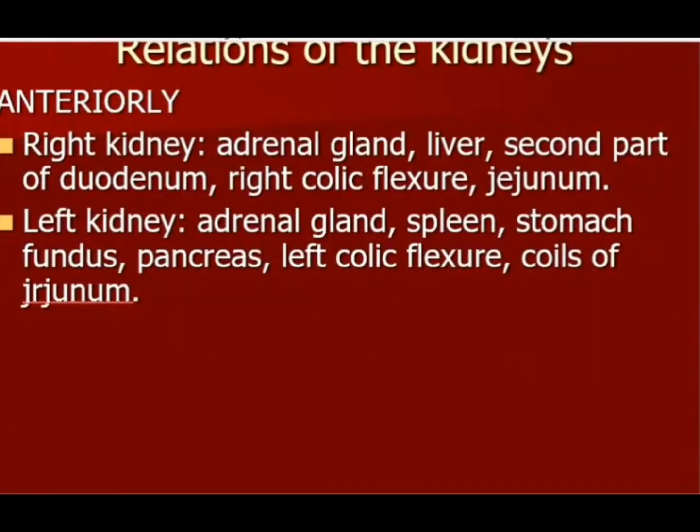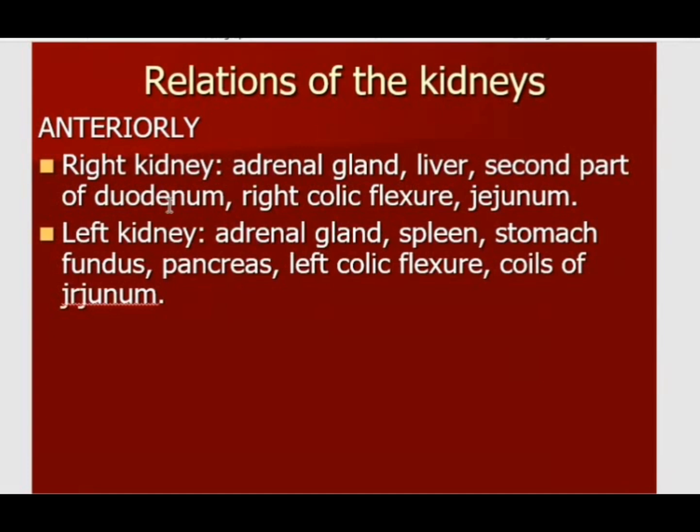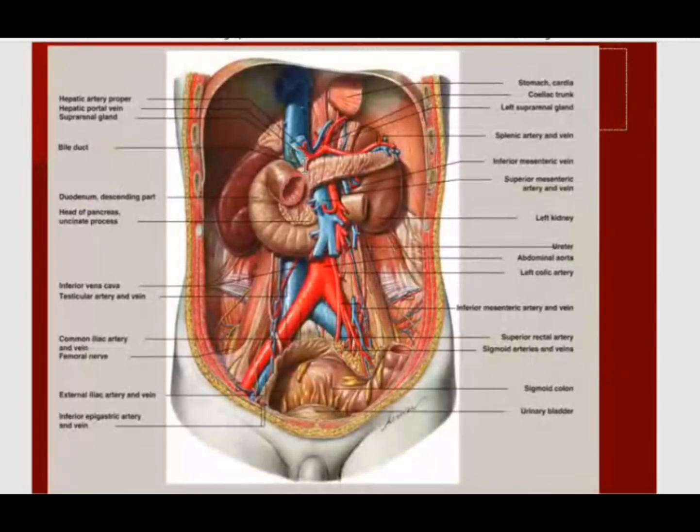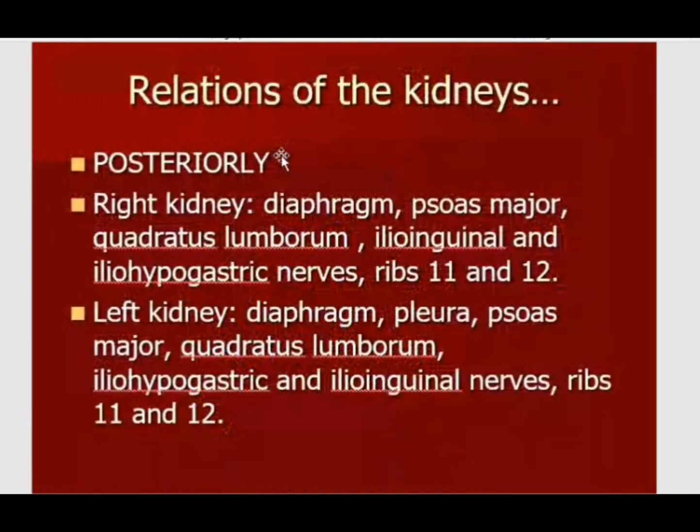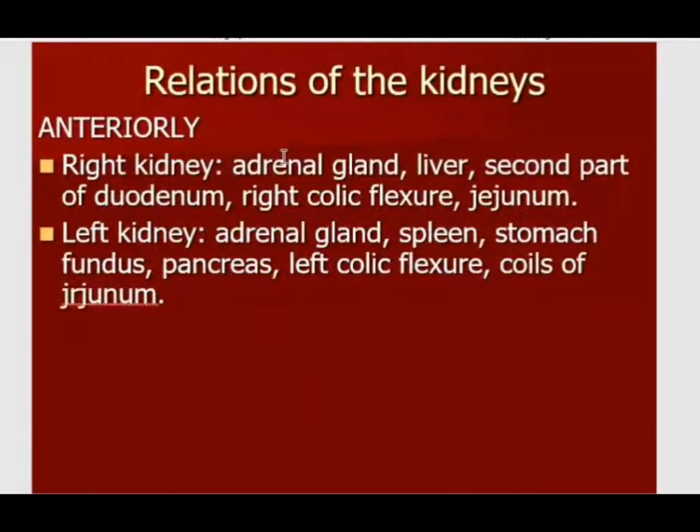What are the relations of the kidneys? When you're looking at the relations of the kidneys, we look at the anterior relations. But you have to be specific for the right kidney and for the left kidney. And even the posterior relations, you have to be specific for the right kidney and for the left kidney. We separate the two kidneys. So anterior to the right kidney, we have the adrenal gland. Now, the adrenal gland of the right kidney slightly comes anteriorly. So that is why it is indicated there.